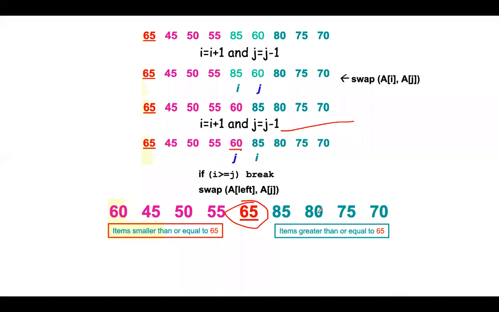pivot element. That pivot element may come and sit at the center, or it may sit at the second location or eighth location. It may sit anywhere in the array, but here this array was taken such that it comes at the center of the array. Is it clear? So this is the partition process.